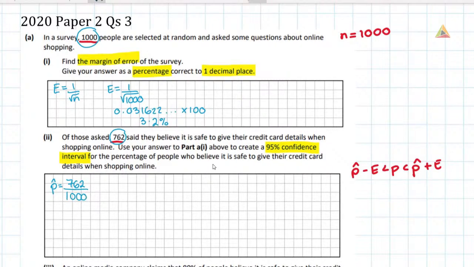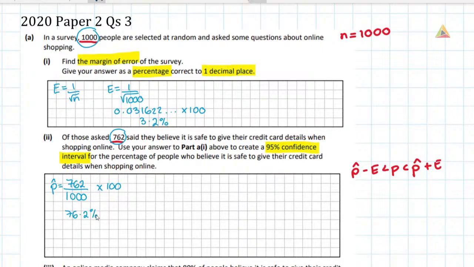Again, it doesn't tell us what to do with this. Do we leave it as a fraction or a decimal or a percentage? But because our margin of error was a percentage to 1 decimal place, we're going to do the same thing here with our p hat. So our p hat, when I change that to a percentage, is going to be 76.2%.